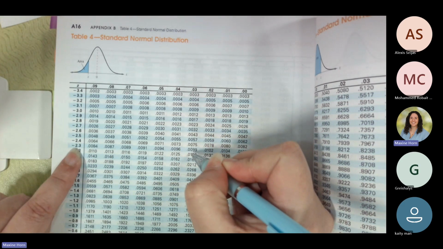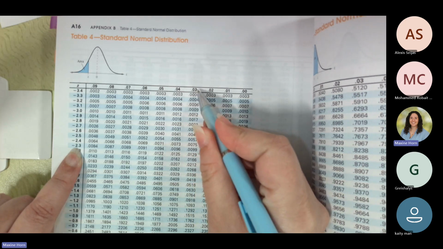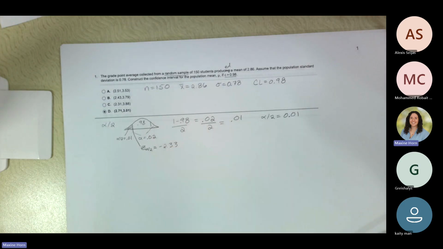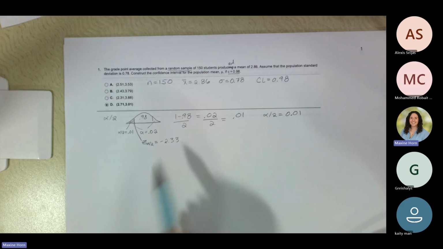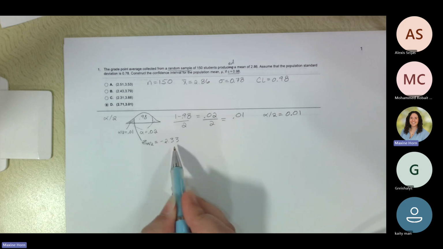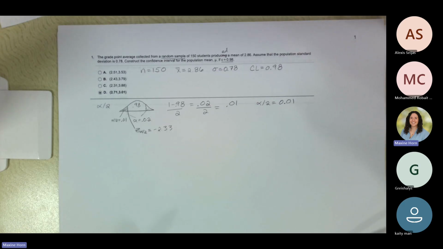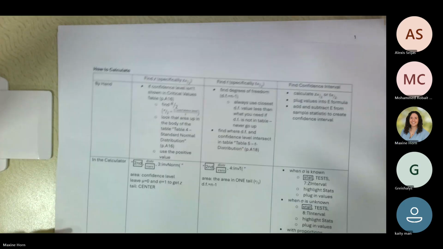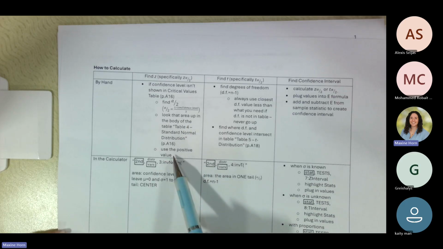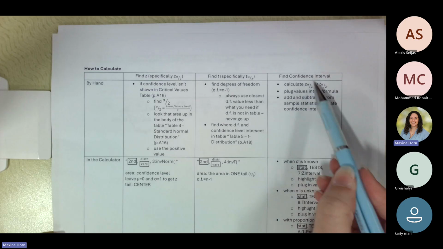So this corresponds to negative 2.33, okay? So we have negative 2.33. Except when we're doing these problems, we always just take the positive, right? Because this z-score over here would be a positive 2.33. So when we go to use this in our calculations, we're just going to use positive 2.33. Okay, so we looked that area up in the body of the table, and we used the positive value, positive 2.33. Okay, we got our z alpha halves.